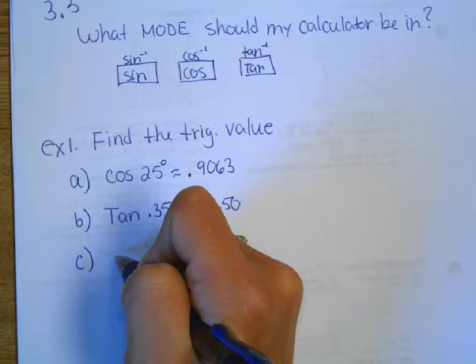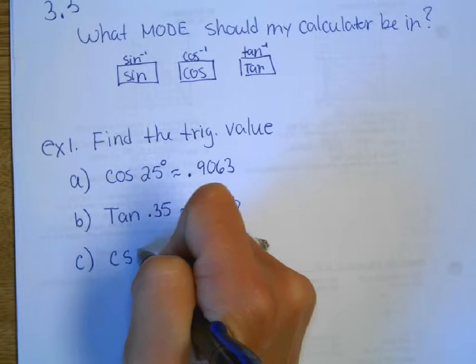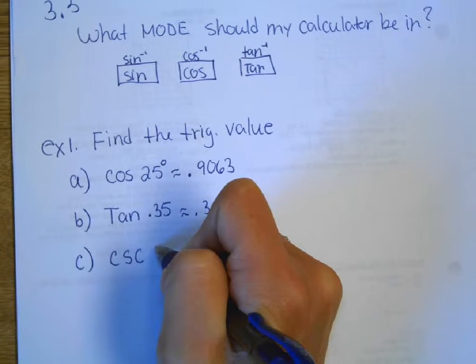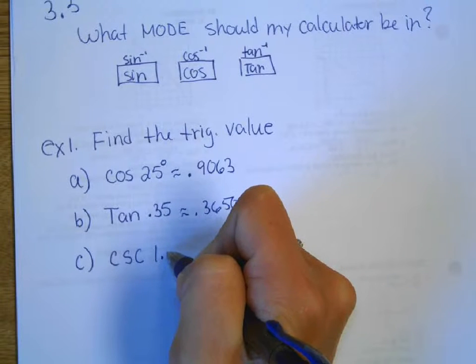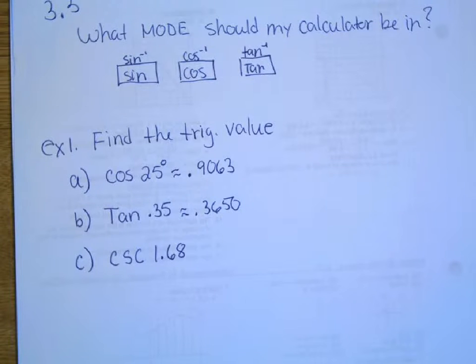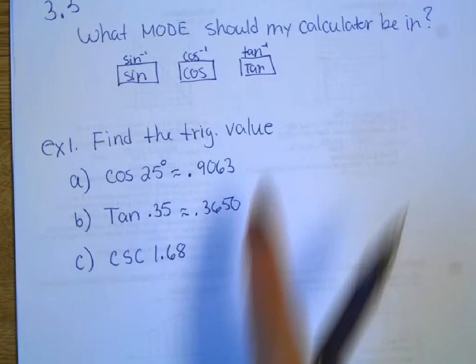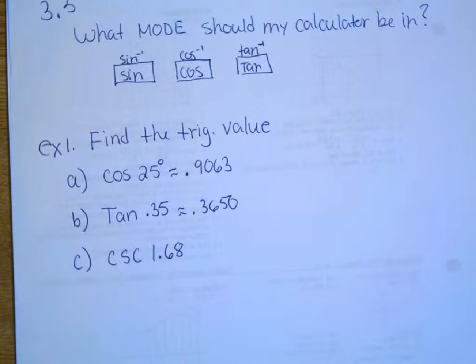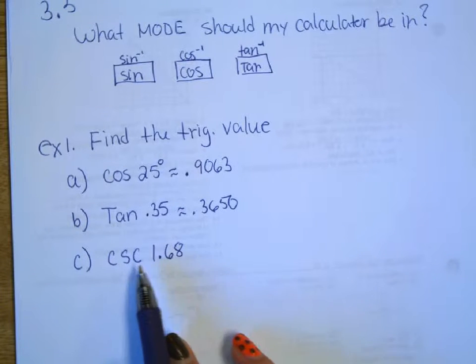Okay, how about now we'll switch to the harder ones. The cosecant of 1.68, and some of you still messed this up on the last test. So first I gotta care what mode I'm in, because I'm gonna be touching one of these 3 buttons. What mode should I be in? Radian mode.